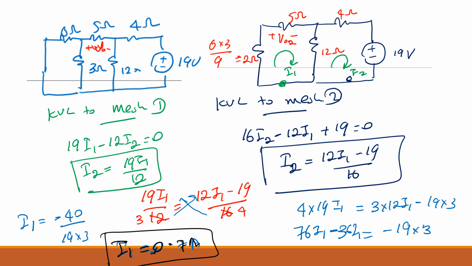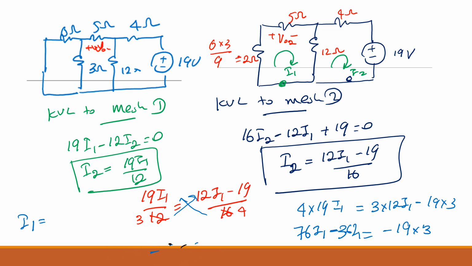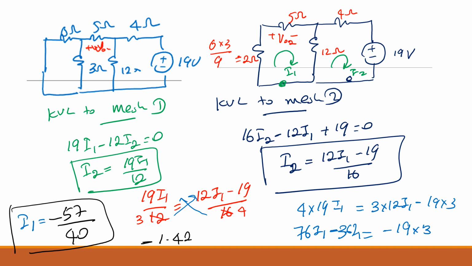Yes, my bad. It is not 40 divided by this. It should be the other way around, sorry. So that will be 19 times 3, and 19 times 3 is 57. So negative 57 divided by 40. Is that right now? Divided by 40, which equals negative 1.425 amps.